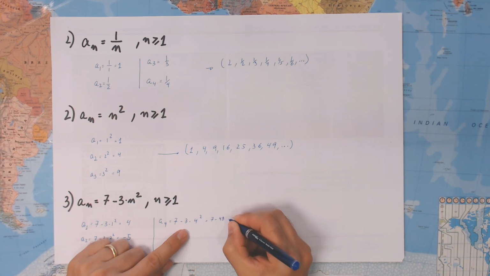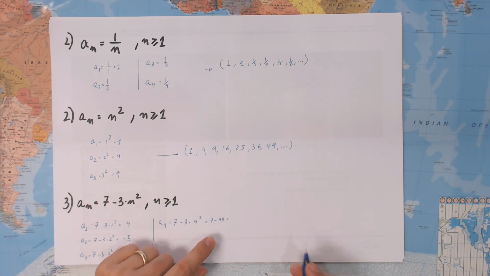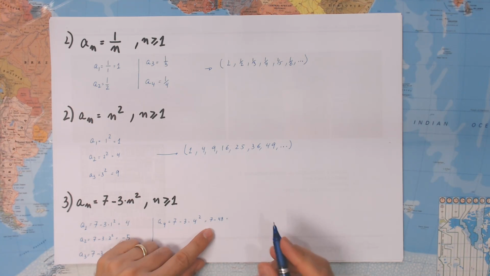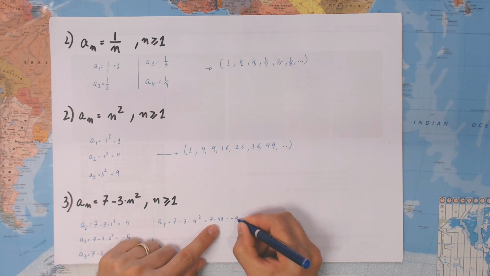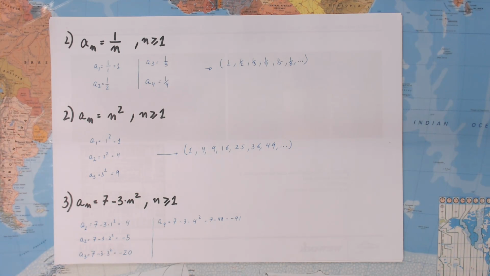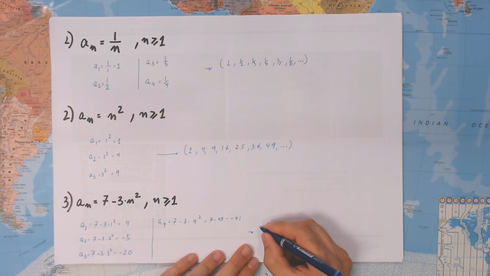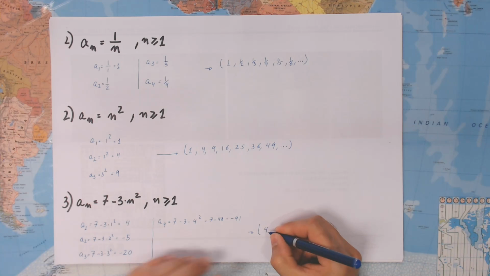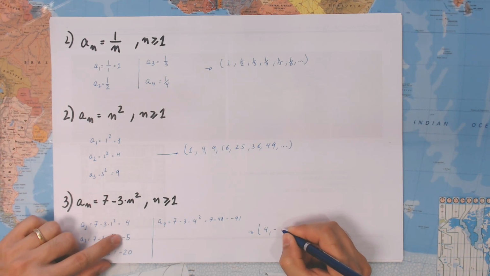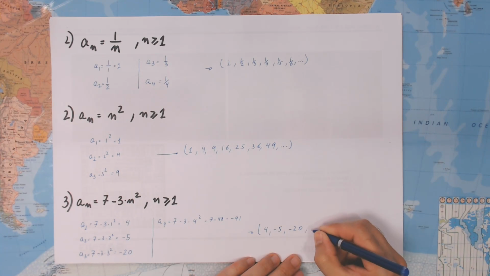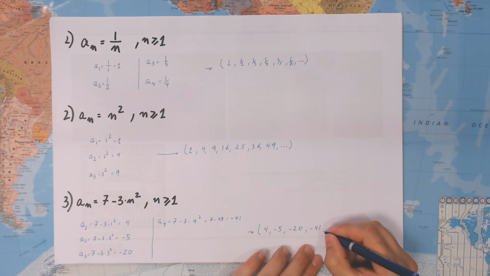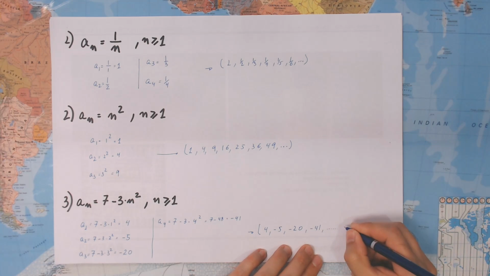Okay, so how do I do this? I always do this. It's just a difference problem. I just take the sign from the biggest number, negative, and just make the difference. This is going to be negative 41, and so on. Okay, so what is going to be our sequence? It is going to be 4, then minus 5, minus 20, minus 41.